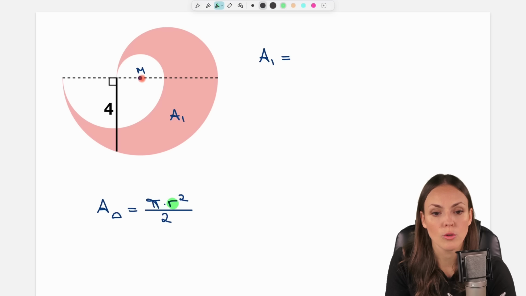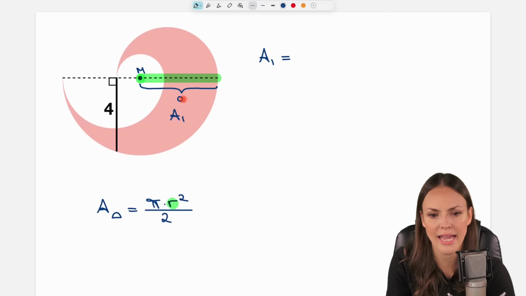The radius always goes from the center, so this is the center of our largest semicircle, from the center to the edge of this semicircle. So this here is my radius. Maybe let's call this radius A. And then I just take the formula. I have pi times my radius here is called A. I square it, and then I divide it by 2. This is my area A1.